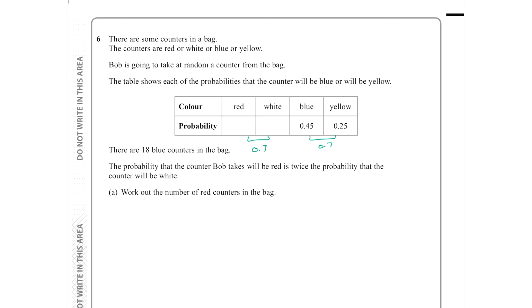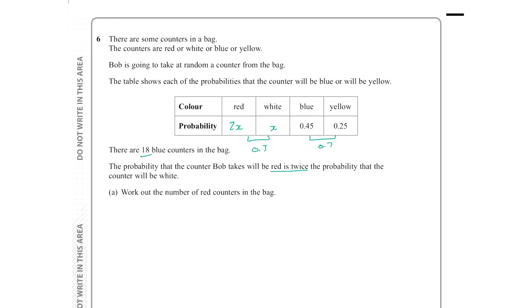Whatever it is, that's what it must add up to. There are 18 blue counters in the bag. The probability that Bob takes a red is twice the probability that he takes a white. So whatever we don't know in maths, we label it x. If I label this x, this must be 2x, because we're told the red is twice. Work out the number of red counters in the bag.